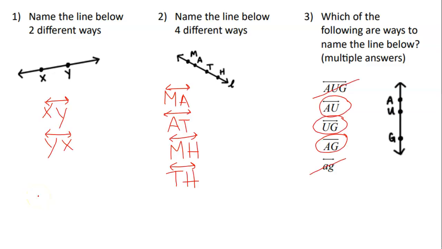Okay, so number 1, as long as you used X and Y and put an arrow on top of it, you've correctly named the line. It doesn't matter what order you put X and Y in. Number 2, you can choose any 2 points to name the line, and then you put that symbol on top of it. Number 3, we only want to use 2 points when we're naming a line, and we want to use capital letters to describe points. So those are the correct answers there.